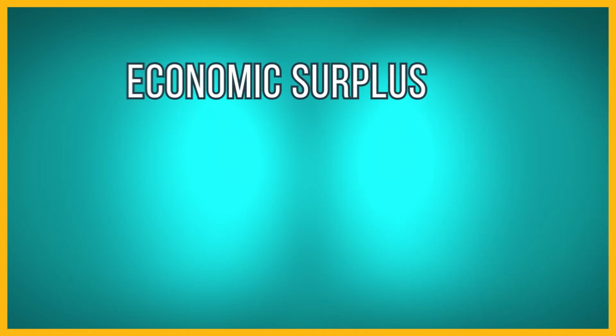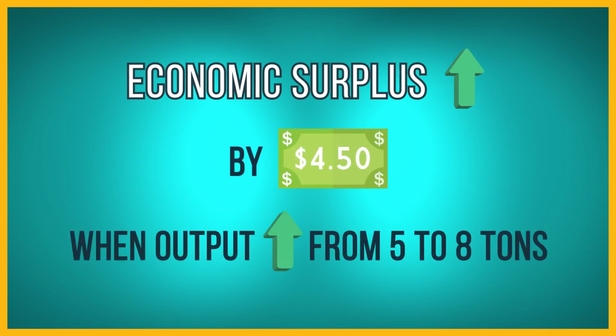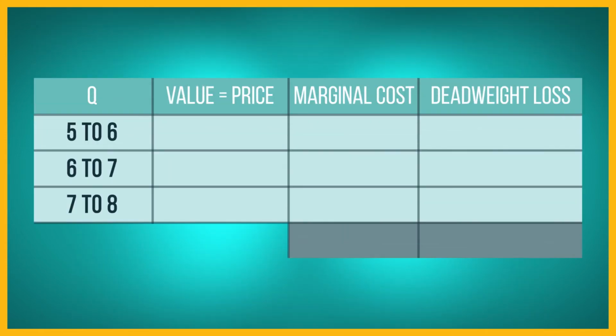The economic surplus increases by $4.50 when output increases from 5 tons to 8. Since the consumer is willing to pay $75 for the 6th ton of steel and its marginal cost is only $72, economic surplus increases by $3 when output increases from 5 tons to 6.